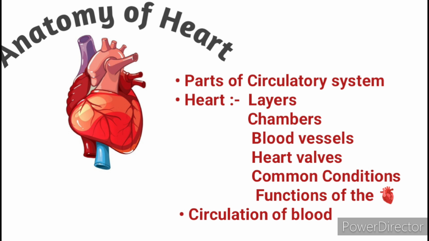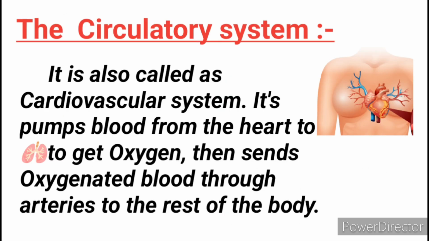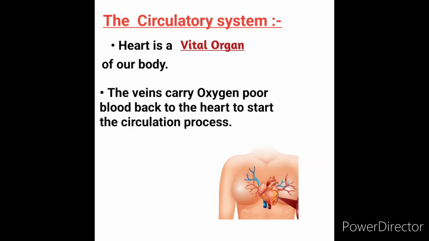Okay friends, introduction. The circulatory system is also called the cardiovascular system. It pumps blood from the heart to the lungs to get oxygen, then sends oxygenated blood through the arteries to the rest of the body. The deoxygenated blood enters the lungs for purification, then the oxygenated blood is supplied through the arteries to the rest of the body.